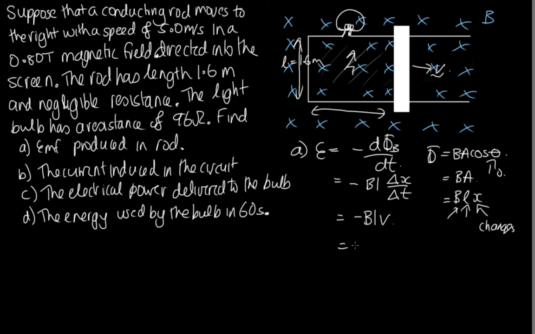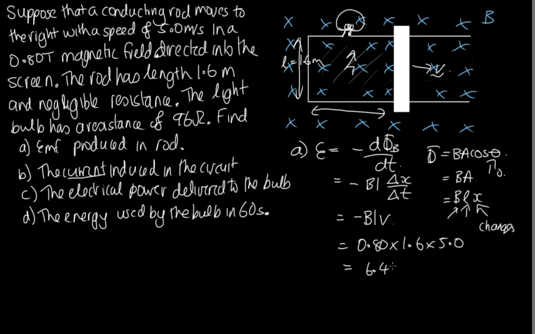The negative sign is not important. It tells us in which direction the EMF is induced, but all we need to work out is what that voltage is. The negative sign will be important for the current because it'll tell us about the direction of the current, but let's ignore it for the EMF. So we've got 0.80 times the length, which is 1.6, times the velocity, which is 5.0. And solving that, we get 6.4 volts.